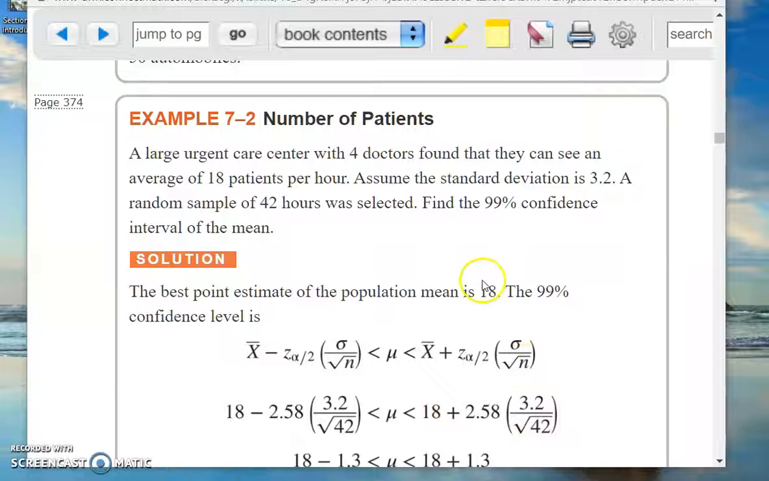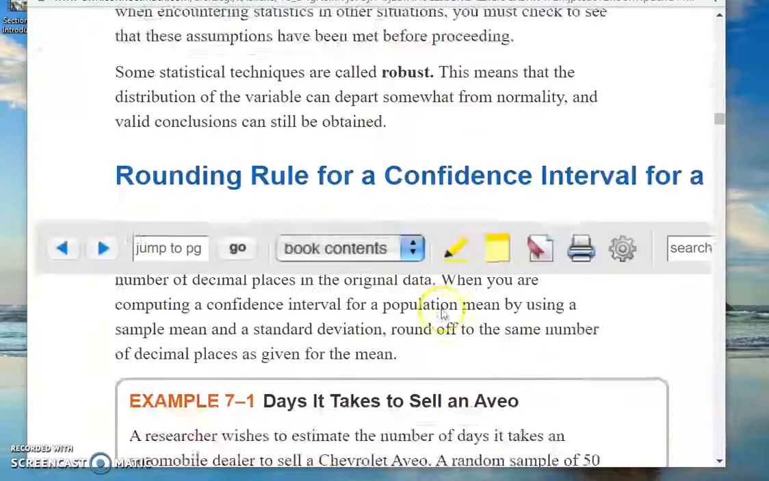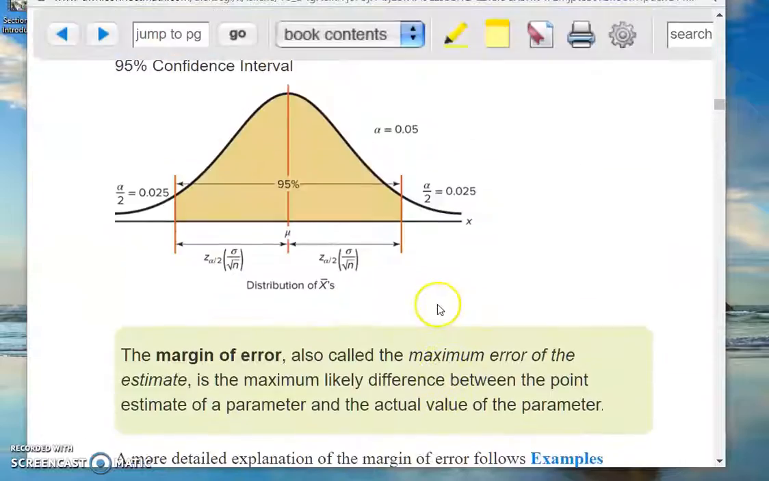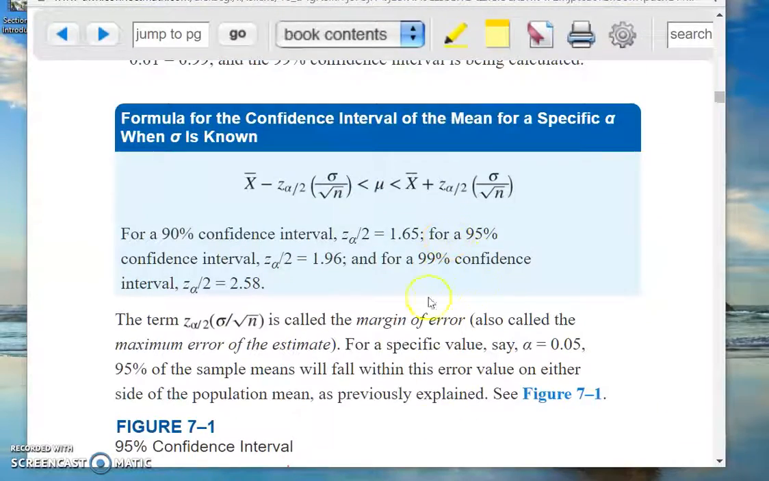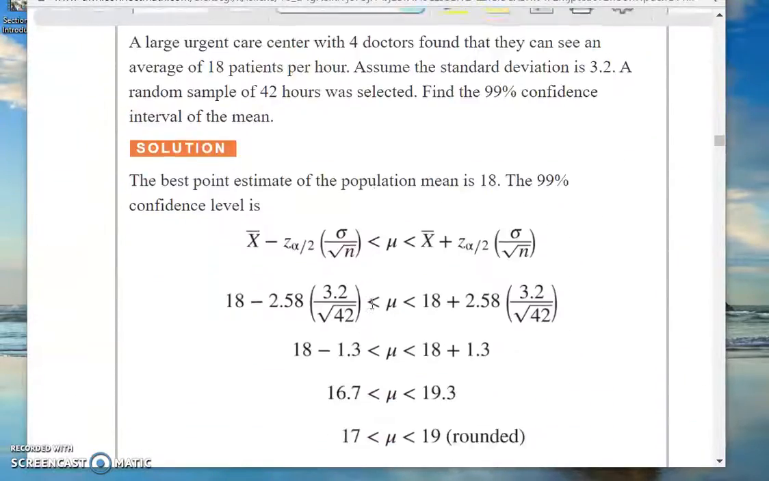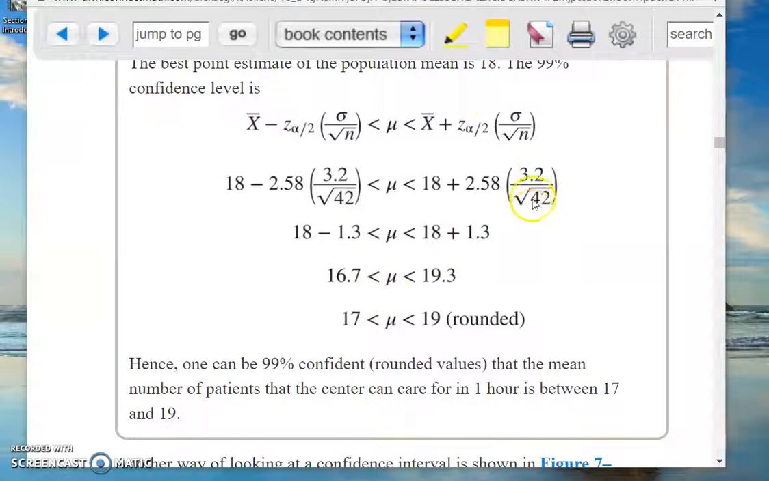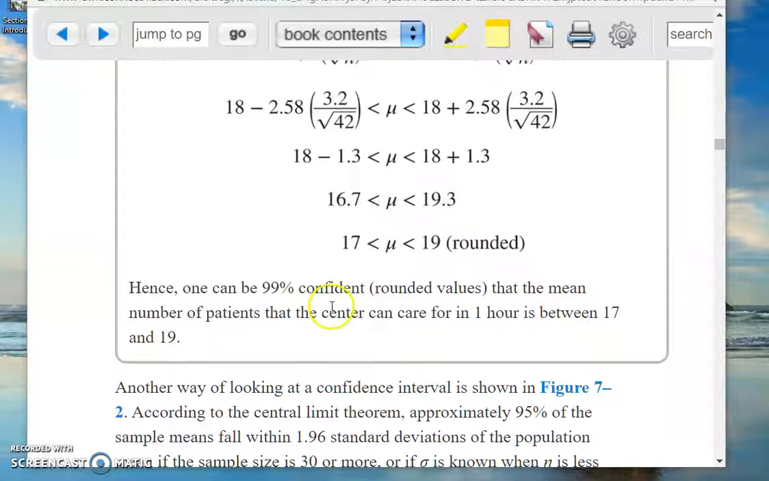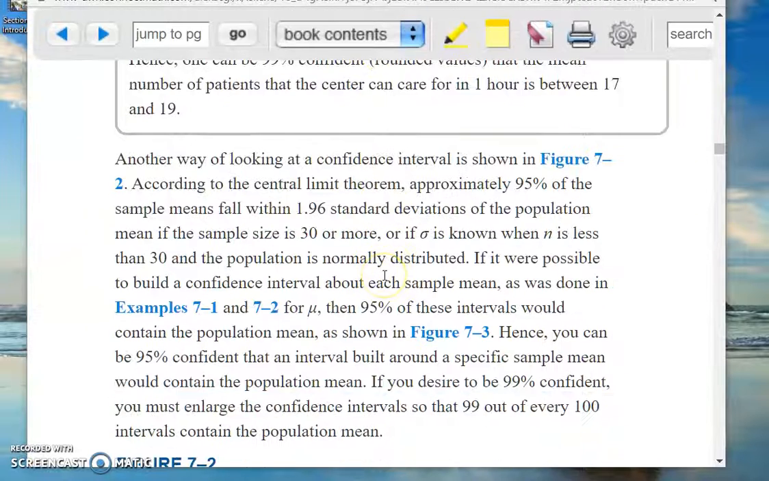And the 99% confidence level is going to give me this value right here, which you can look up in the table in the back of the textbook, or as I mentioned before, it's actually given to you up here. It tells you what it is. Just saves you the trouble of looking it up if you write it down somewhere. I can tell you, if you were doing this for a living, you'd have those memorized, or you'd have them written down somewhere. Okay, so now it's just plugging it in. So you're 99% confident that the mean number of patients that the center can care for in 1 hour is between 17 and 19. Okay.